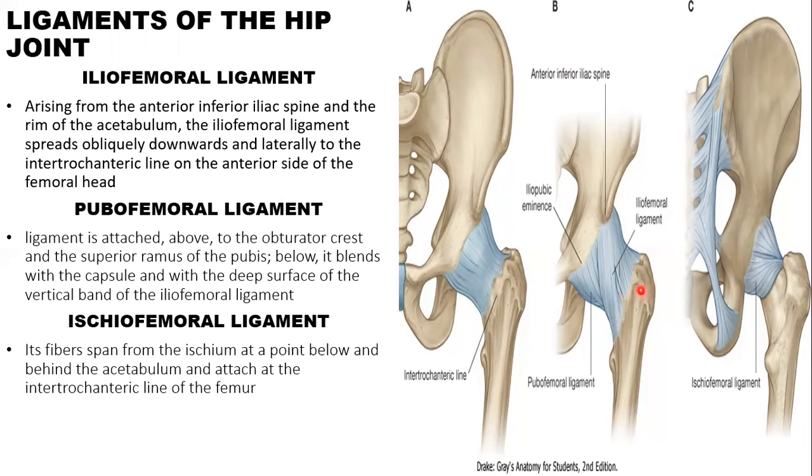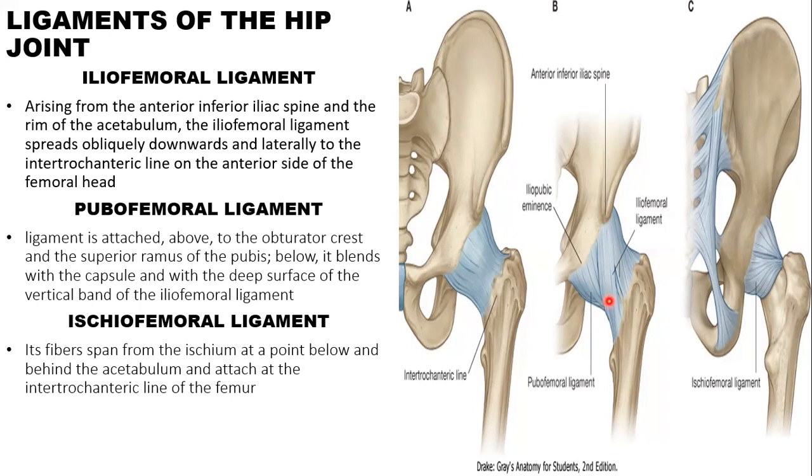So this is the greater trochanter, you have the lesser trochanter. In between, on the anterior aspect, you're going to have the intertrochanteric line. Then on the posterior aspect, you're going to have that part there, the intertrochanteric crest. Okay, so that is the iliofemoral ligament.